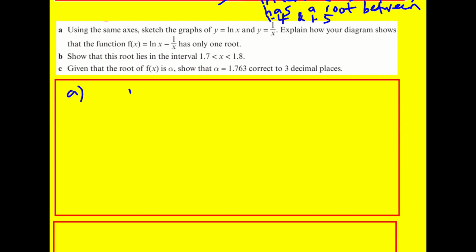So part A, I'm going to just do a little sketch. It doesn't have to be perfect, but I'm going to sketch y equals ln x. Now we need to remember what this looks like. I'm going to do it in red. Okay, that's basically what ln x looks like. Actually, I've just made it look like it goes back down. Okay, I'm going to label that. And then in green, 1 over x.